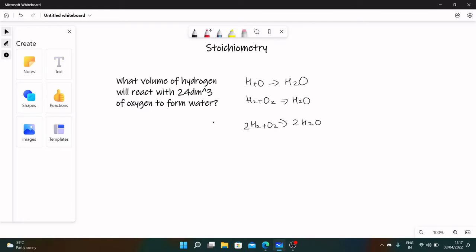Before moving ahead, we should recall that Avogadro's law states that all gases at a given temperature and pressure will have the same volume. So if 1 mole of oxygen has a volume of 24 dm cube, 2 moles of hydrogen will have a volume of 24 into 2 dm cube. That is 48 dm cube.